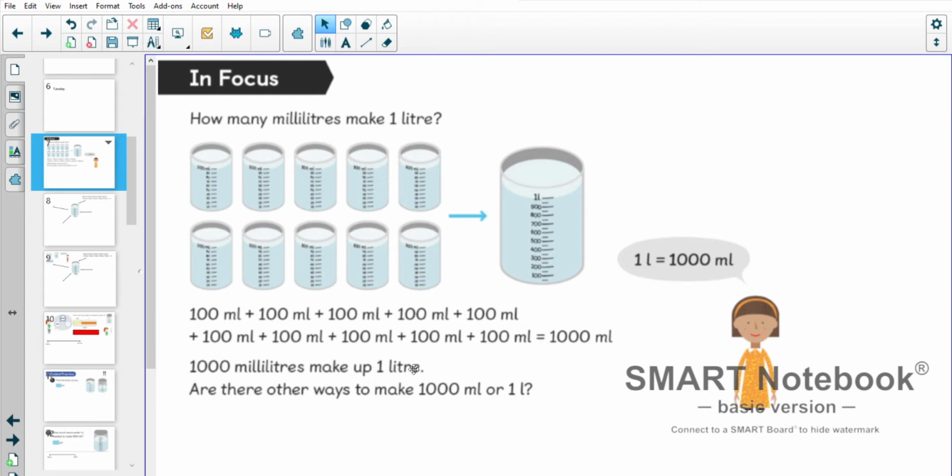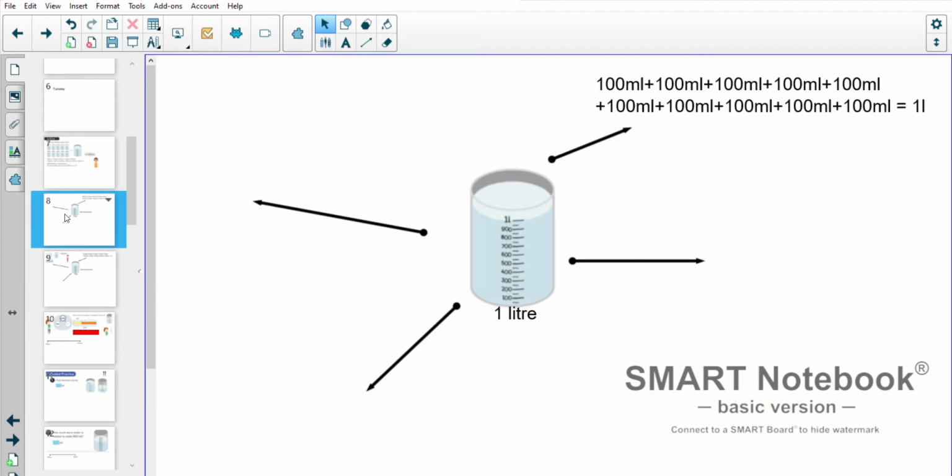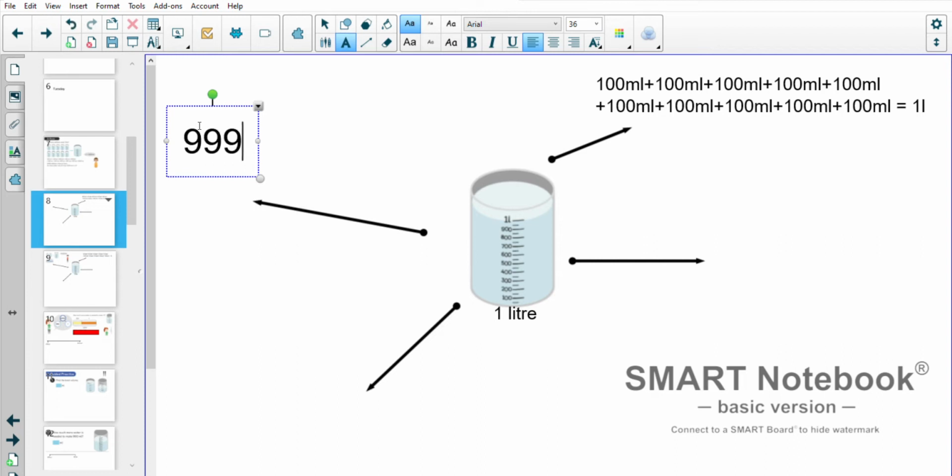But are there other ways of making it up? So far we've got 100 plus 100 plus 100, 10 times make 1,000 or make 1 litre. So on our big piece of paper, you don't need to draw a picture, you can just put 1 litre. We could put 100 plus 100 plus 100, and so on. What else could we do to make that? I've got a really funny one. You might be thinking this one already. 999 millilitres add 1 millilitre.